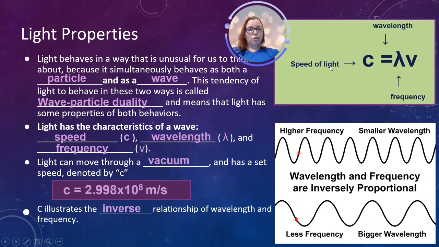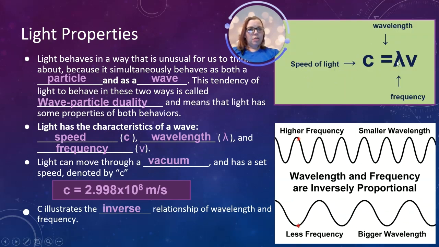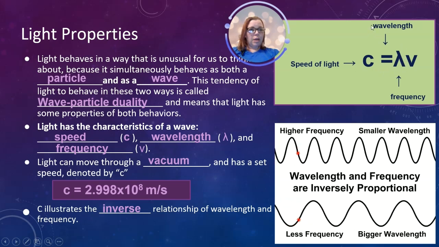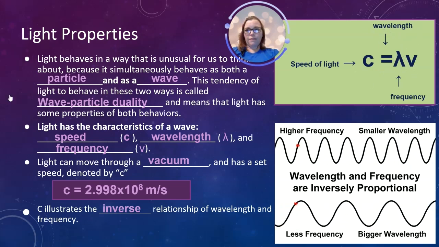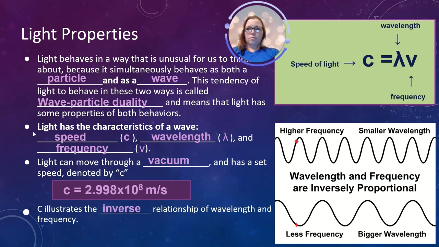All right, so then here's your equation. C is the speed of light, and here is your, oh, my graphic got messed up here. This is wavelength, and this is frequency. So let me fix that for you. Okay, there we go. So speed of light, wavelength, and frequency.